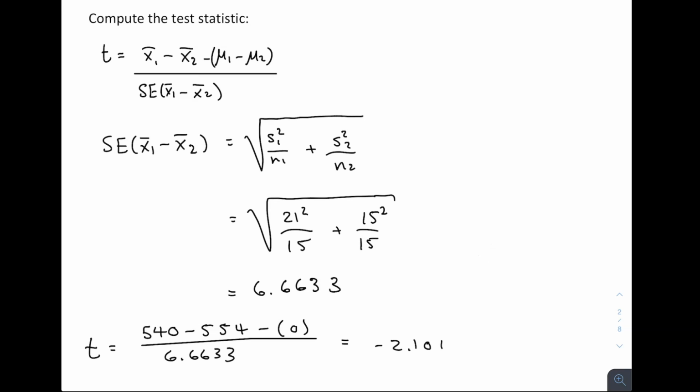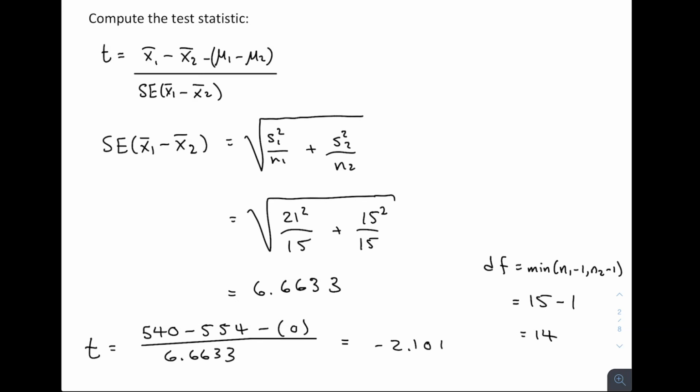There's now one more piece that we need, the degree of freedom. The degree of freedom in a two-sample t-test is conservatively calculated to be the minimum of the two sample sizes minus 1. In this case, they both have sample size 15, so the degree of freedom will be 15 minus 1, or 14. Now that we have all of the pieces, we can look up the p-value.